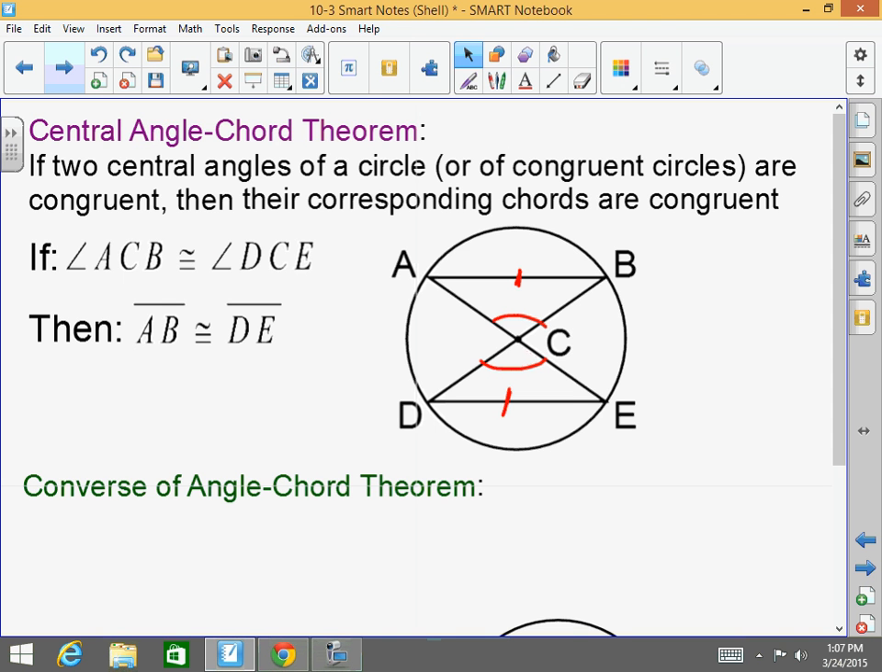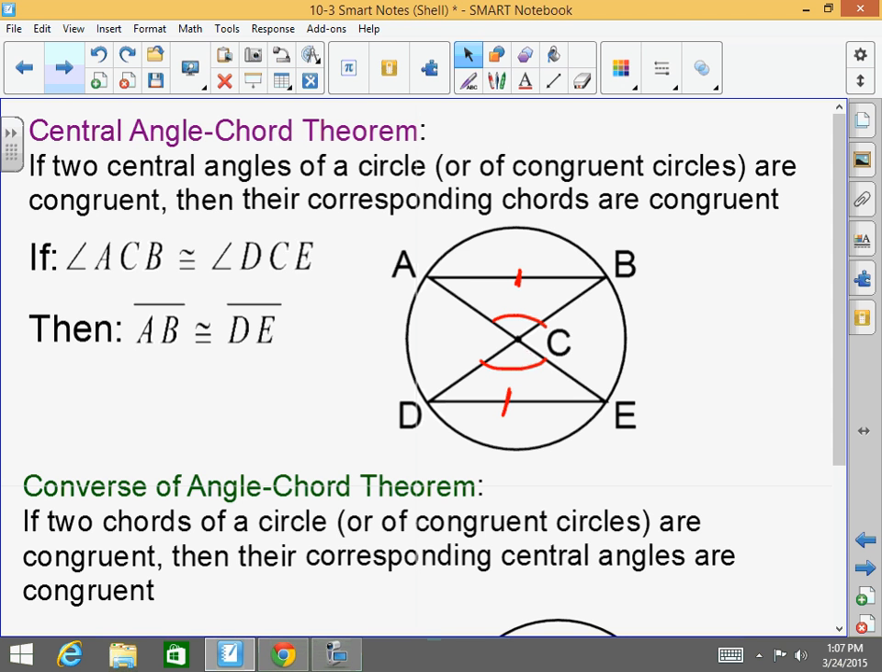And of course, vice versa, the converse of that. The converse states, of course, that if the chords of a circle or of congruent circles are congruent, then their corresponding central angles are congruent. So that means that if AB is congruent to DE, then angle ACB will be congruent to angle DCE.